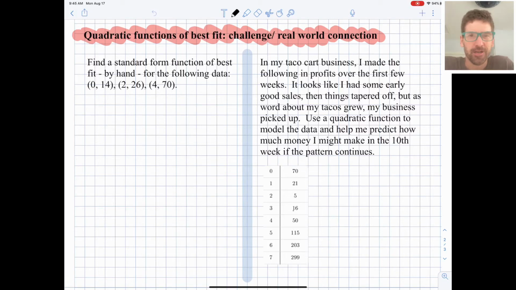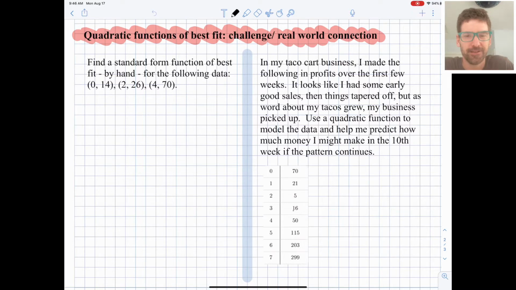All right, we are moving on with our work on quadratic functions, and in this video we will look at a challenge and then a real-world connection problem relating to quadratic functions of best fit. I really encourage you to pause this video, try these on your own, and then check back in and see how you did.